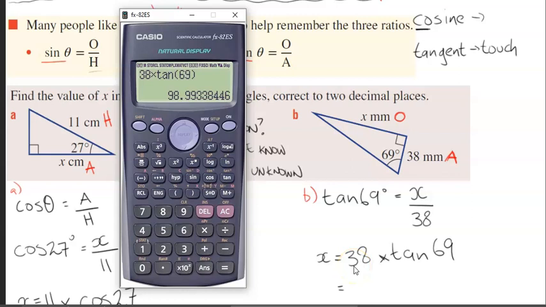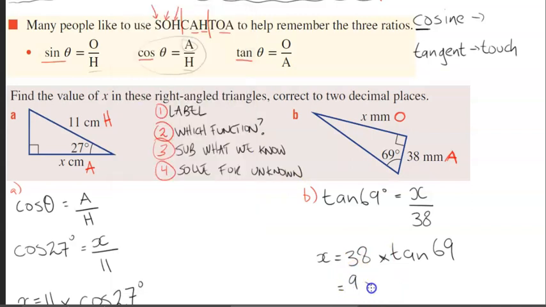In this case, 38 times the tangent of 69 is 98.99, and it's rounded to 2 decimal places. So look at the next one, that is a 3, so this is 98.99 millimeters. This is the only number that this can be if this is 69 degrees and the adjacent side is 38 millimeters. And that's all there is to it. Okay, we just do these 4 steps.